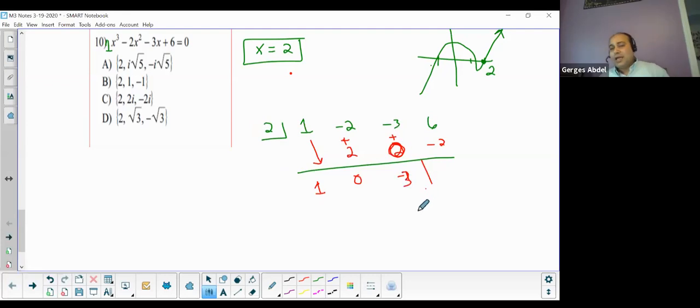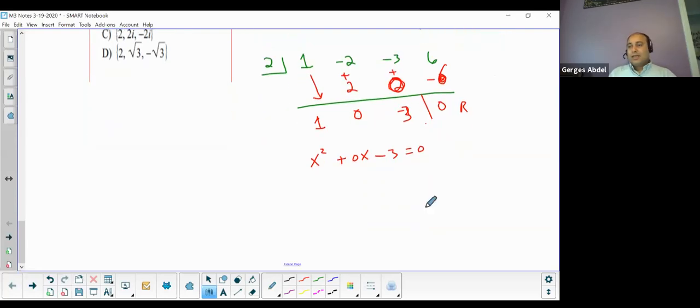Did you know why I know it is wrong? Because negative 3 times 2 has to be negative 6. Because the remainder must be 0. The remainder has to be 0. It cannot be anything else. All right? So the answer will be x squared, as of right now, x squared plus 0x minus 3 equals 0. All right? And now, what you need to do here is identify A, B, and C.